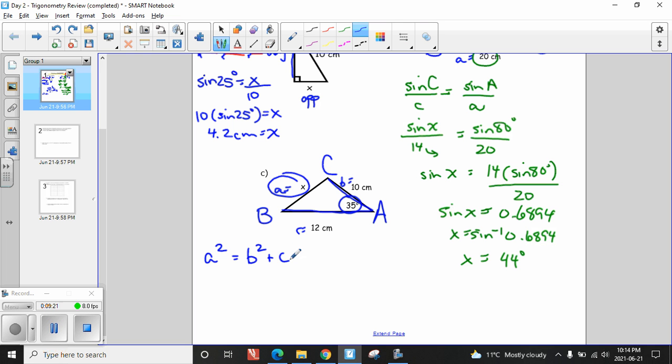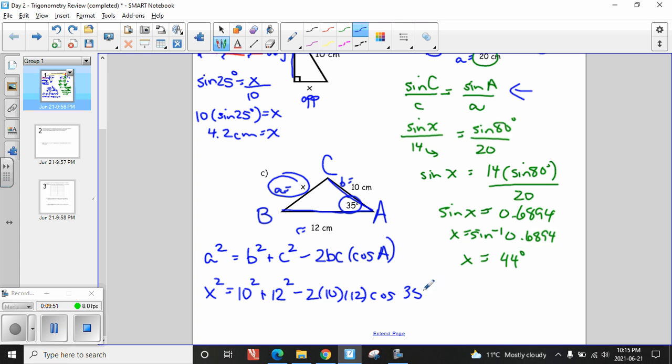So cosine law, I always write the formula out first. I did that here as well, so I recommend you do that. We're solving for lowercase a. In the given diagram, it was actually an x, so I'm going to swap that out. Lowercase b is 10. Lowercase c is 12. And cosine of 35 degrees.